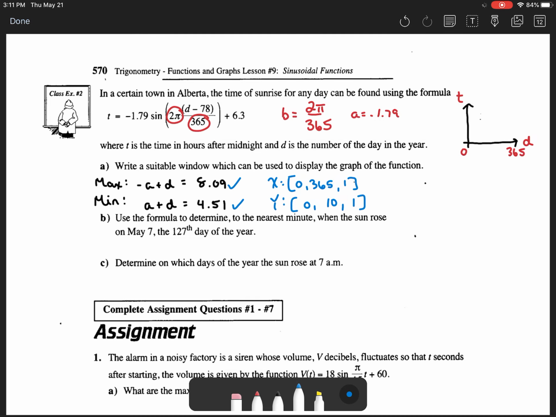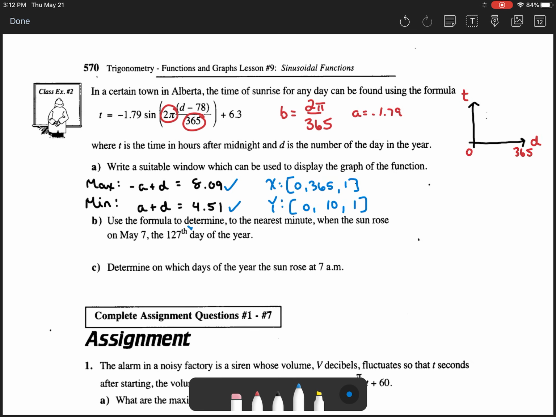They'll give you the x, solve for the y, or they'll give you the y, solve for the x. It says use the formula. So this time they're saying use the formula, don't graph, to determine to the nearest minute, so the whole minute, when the sun rose on May 7th, the 127th day of the year. So what you're going to do is you're going to put 127 into the equation for D, okay? Because that's day of the year.